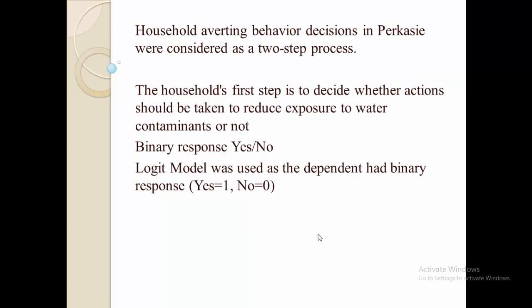The household averting expenditure decision in that area, known as Parkersburg, was considered a two-step process. The household's first step is to decide whether actions should be taken to reduce the exposure to the water or not. This was a binary response, yes or no. You know that in the binary response model, in the logistic models, we allot 1 to yes and 0 to no. So the response becomes binary, and we make use of the binary logistic model.